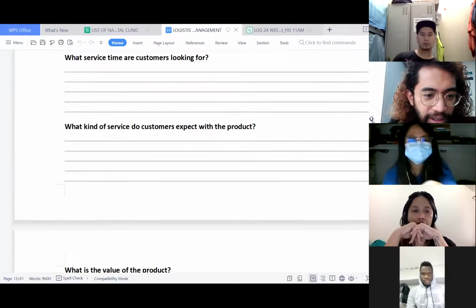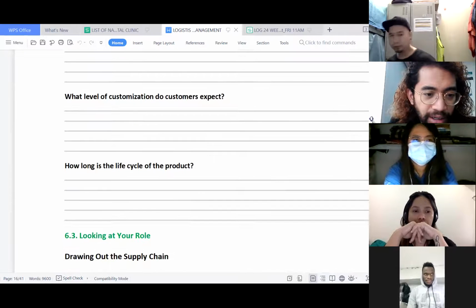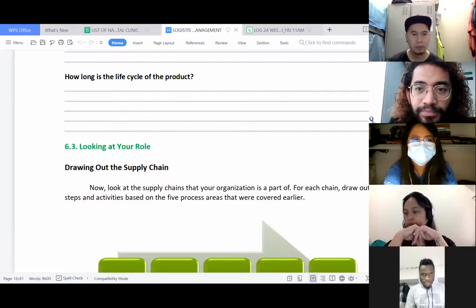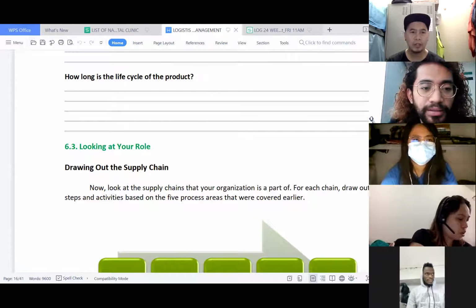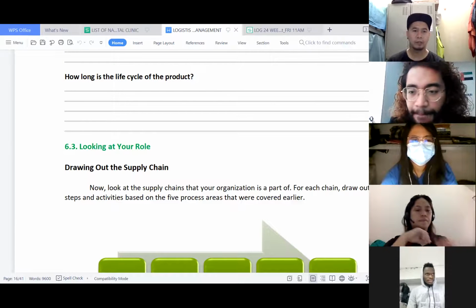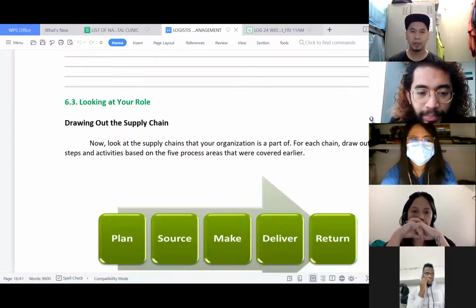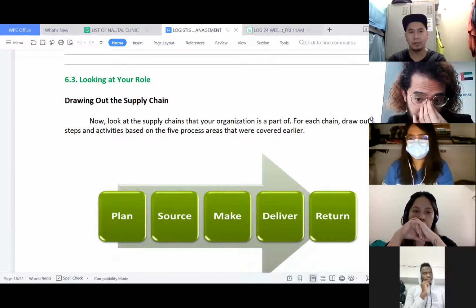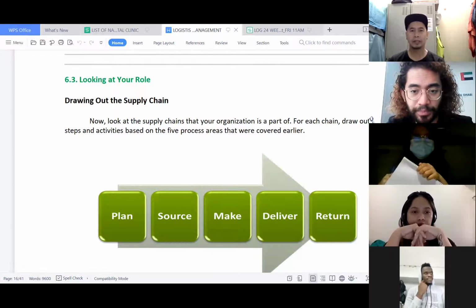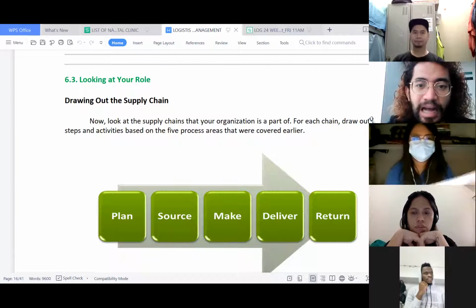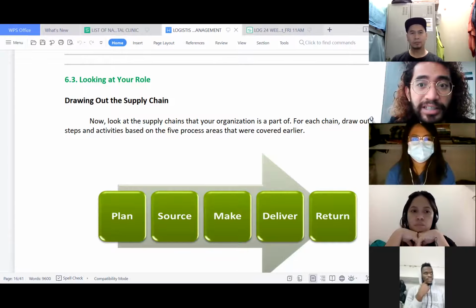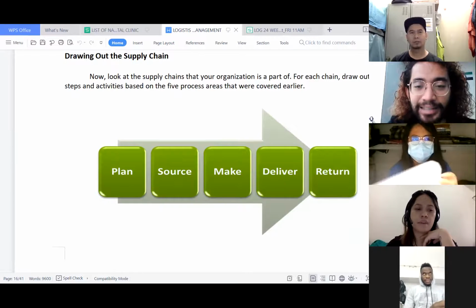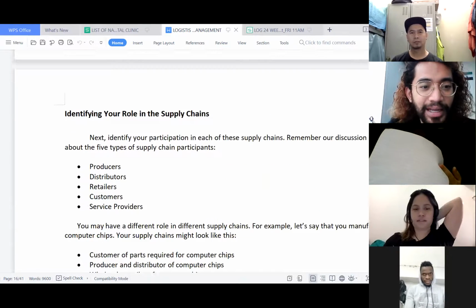Okay, making connections, the value of the product. Looking at your role, read this for me, Rusty. Growing out the supply chain. Now look at the supply chains that your organization is part of. For each chain, draw out the steps and activities based on the 5 process areas that were covered earlier. Have we tackled this last time? Yes, we did. Plan, source, make, deliver, and return. Yes, this is our assignment.